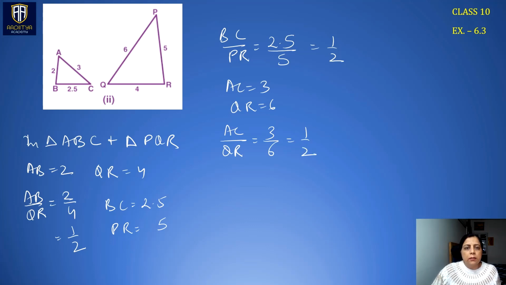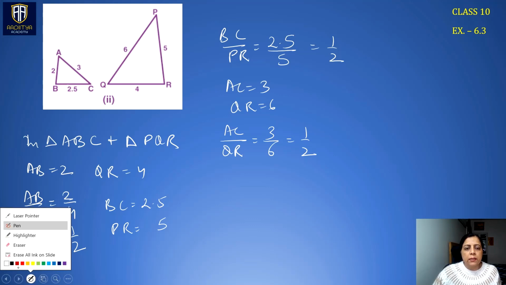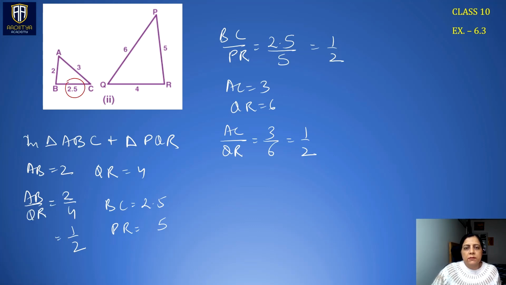I had told you earlier, do not go by the actual location of the sides in a proper order. If 2.5 is here, 5 is placed here. If 2 is here, 4 is there. Don't look for the exact positions in the figure. You just have to look for the proper ratios, right?